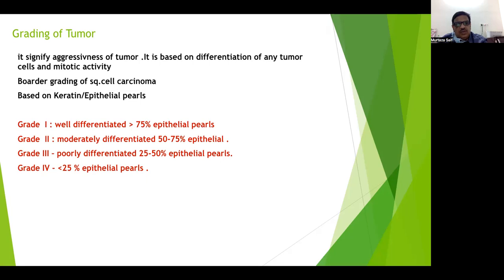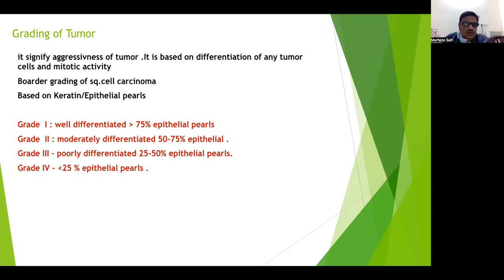Now come to the grading of tumor. It's also very important. It signifies the aggressiveness of the tumor. It is based on differentiation of the tumor cells and mitotic activity. Broder's grading of squamous cell carcinoma is based on keratin, epithelial pearls.